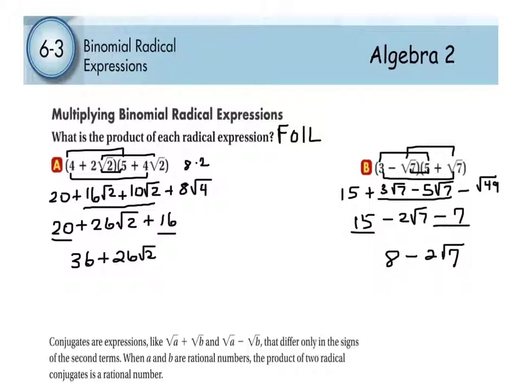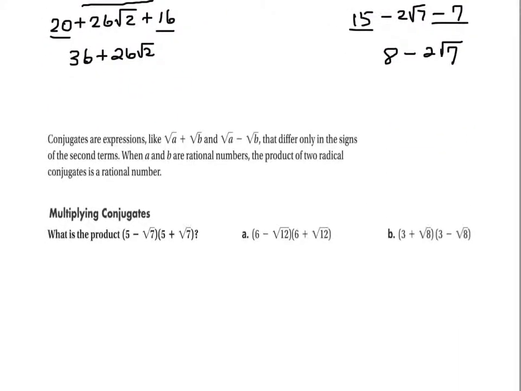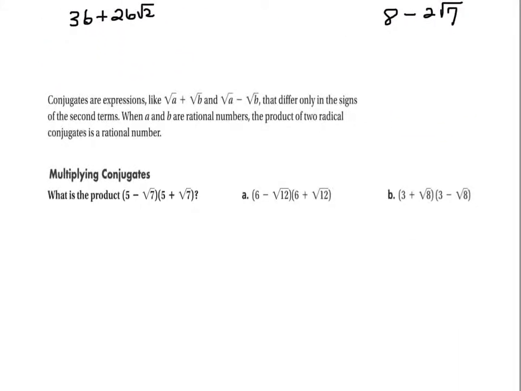All right, so let's talk about conjugates. Conjugates are expressions like the square root of a plus the square root of b and the square root of a minus the square root of b. They're not really opposites of each other, but they sort of look like they are, and they differ only in the signs of their second terms. Notice the second term is always the opposite of what the first one is. When a and b are rational numbers, the product of the two radical conjugates is a rational number. So when you multiply two conjugates together, you do not have any more radicals left in your problem. That's going to be important in part 3.